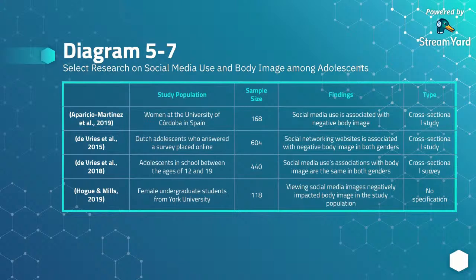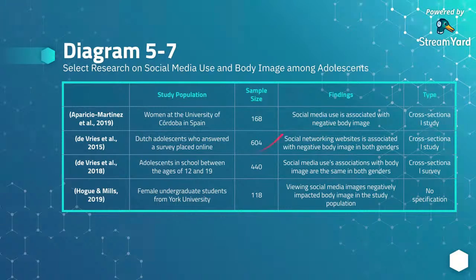So just to note, this is a small study, it's not generalizable to other populations. Other cultural factors were not examined, and it's a cross-sectional study, so association, not causation. Okay, so the first study finds that social media use is associated with negative body image. What about another one? Well, this one analyzed Dutch adolescents who answered a survey online.